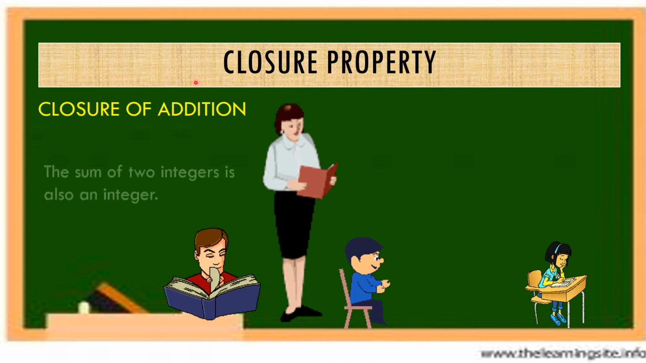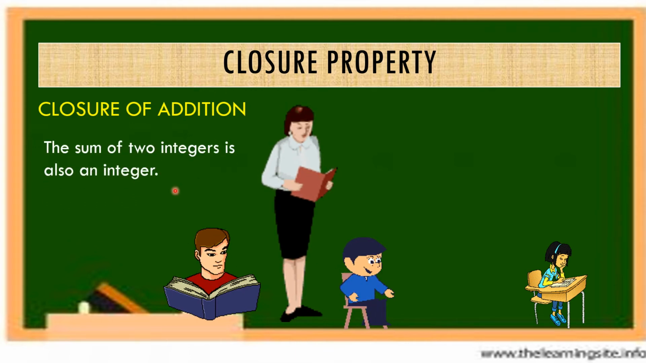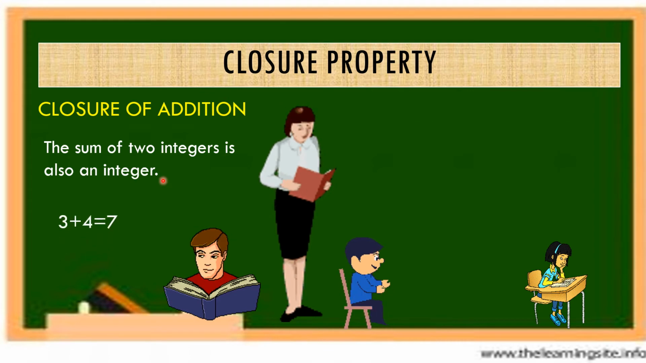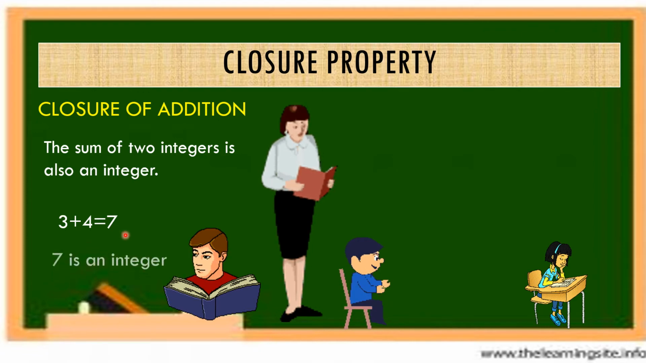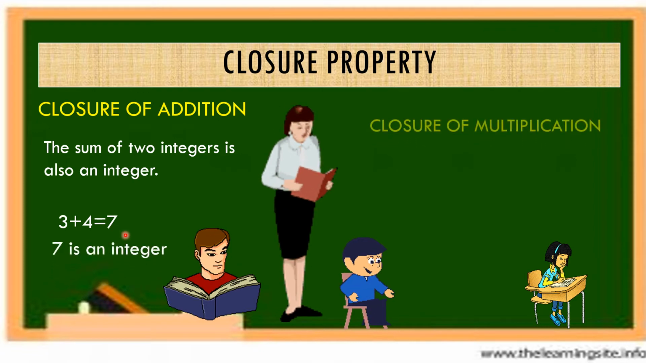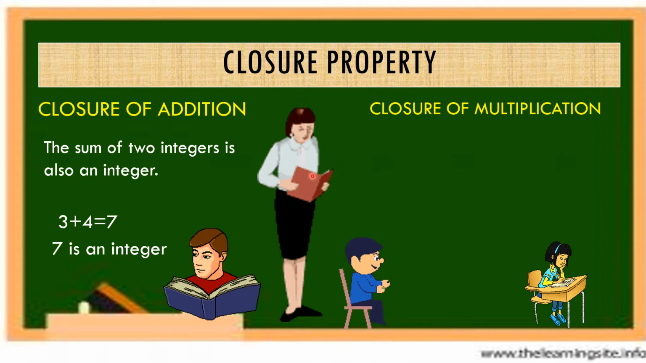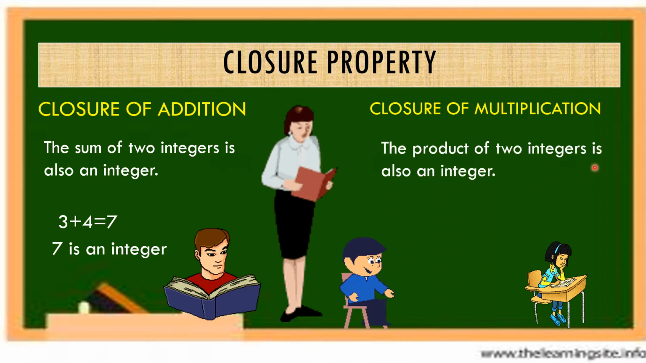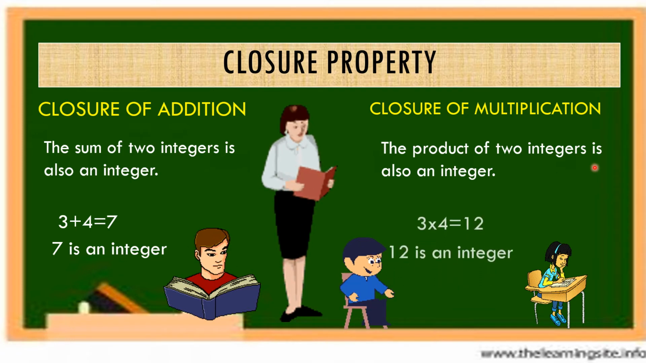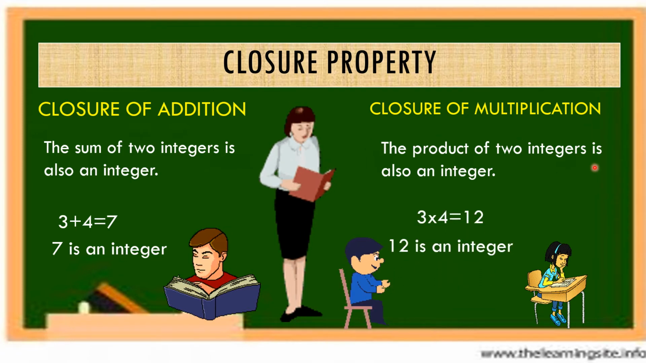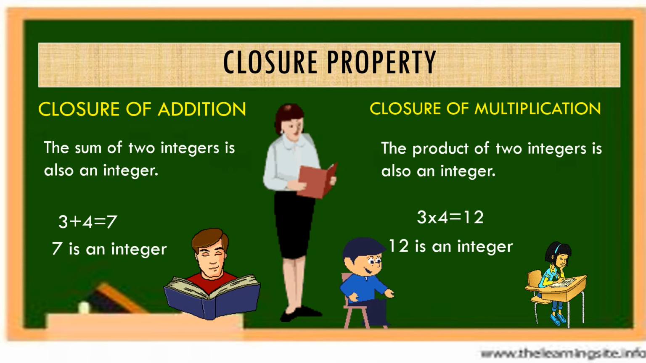Closure of addition. The sum of 2 integers is also an integer. If we add 3 plus 4, the result is 7. And 7 is an integer. We have closure of multiplication. The product of 2 integers is also an integer. If we multiply 3 times 4, 3 times 4 is 12. And 12 is an integer.